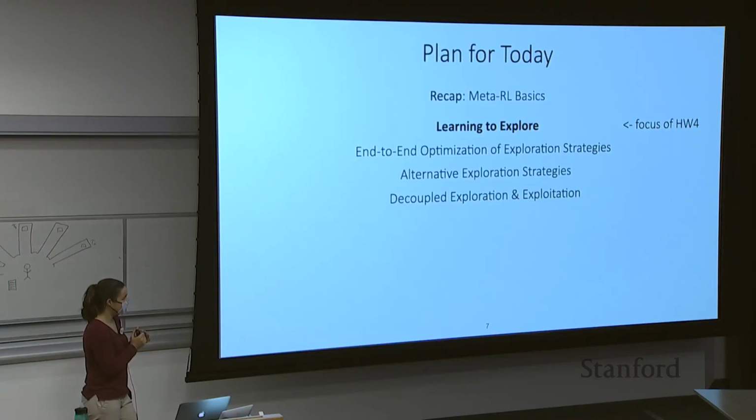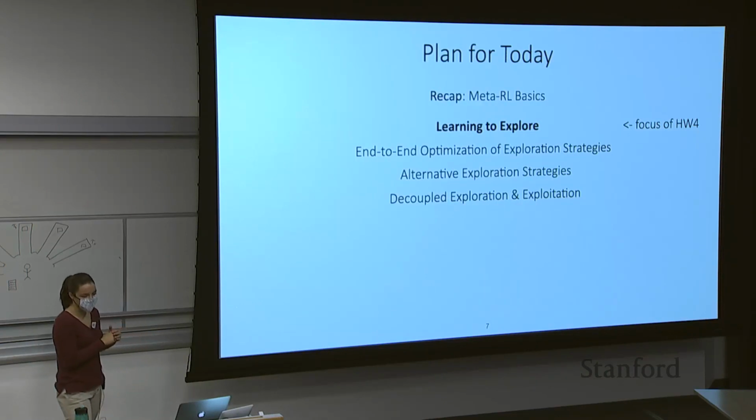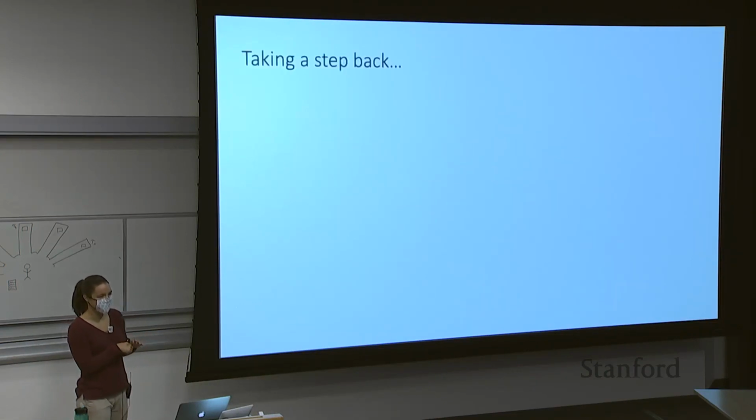Now we're going to be talking about learning how to explore. And I'd like to start this by taking a step back and thinking about reinforcement learning in general. Oftentimes in reinforcement learning, we'll use a number of different exploration strategies. Maybe we will try to maximize the entropy of our policy and do more random things. There's also exploration strategies known as epsilon greedy, where with some probability you take a random action, and with the rest of your probability you take the action according to your policy.